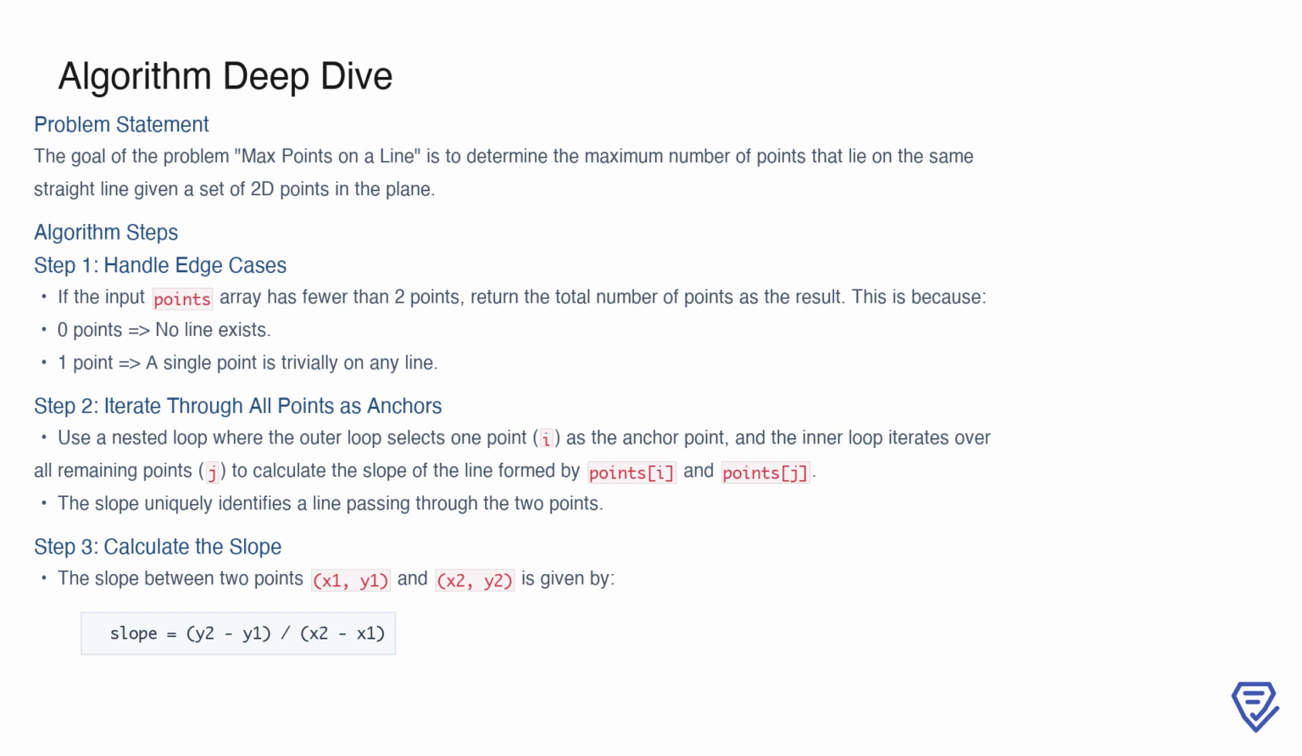Next, we iterate through all the points, treating each one as an anchor point. From there, we calculate the slope that each pair of points forms, using the anchor as one of the points. The slope is what uniquely identifies a line, and this is the key to determining how many points share the same line. To compute the slope between 2 points, we use the formula: the difference in y coordinates divided by the difference in x coordinates.